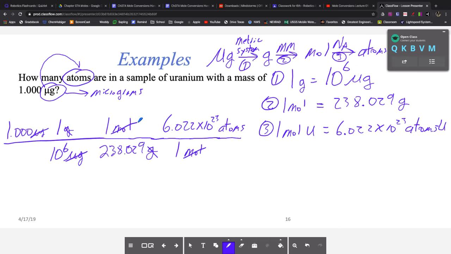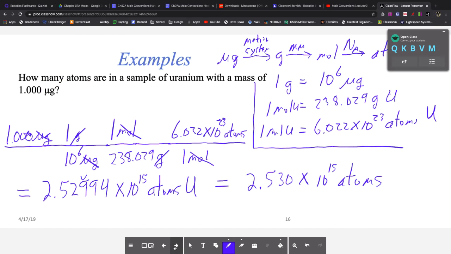Since the number that we're starting with, we always put that in the calculator first. And whatever other numbers are above the line, we multiply by. Any numbers below the line, we divide by. So we take 1.000 times Avogadro's number, 6.022 times 10 to the 23rd, divided by 10 to the 6th, then divided by 238.029. And then when we do that, we get 2.52994 times 10 to the 15th atoms of uranium.